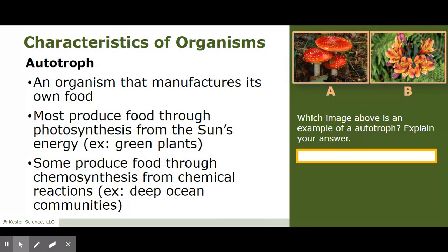Characteristics of organisms. You have an autotroph. An autotroph is an organism that manufactures its own food. It produces food through photosynthesis from the sun's energy. For example, you have green plants. Some produce food through chemosynthesis from chemical reactions. For example, you have deep ocean communities.